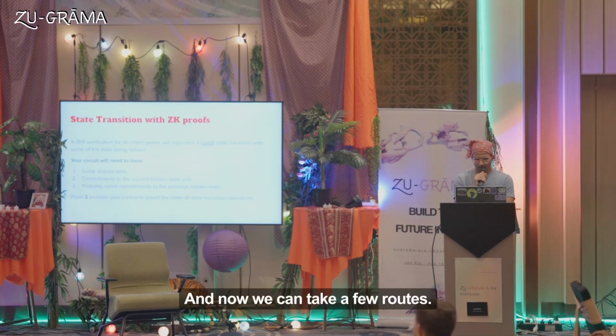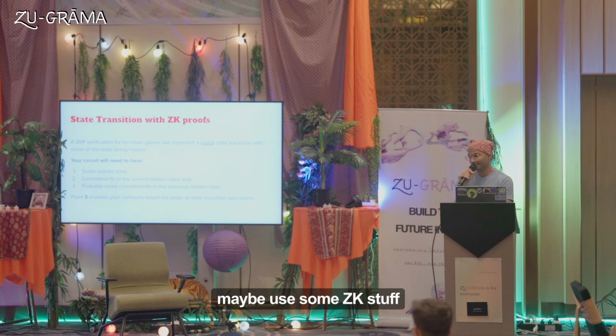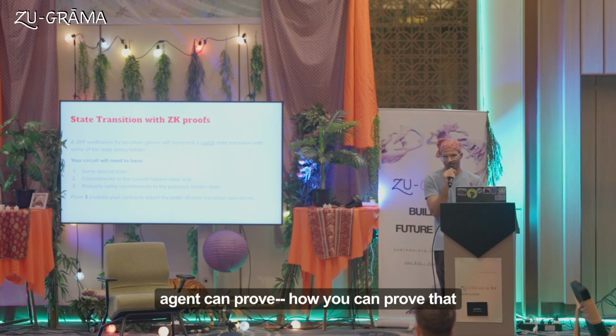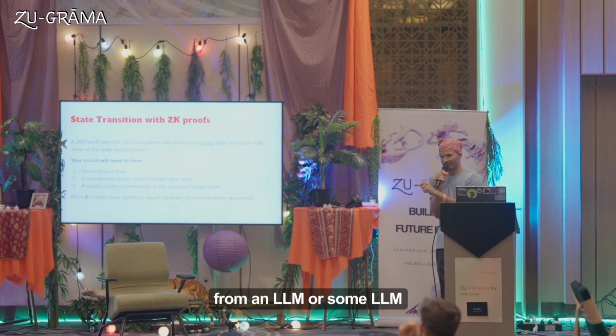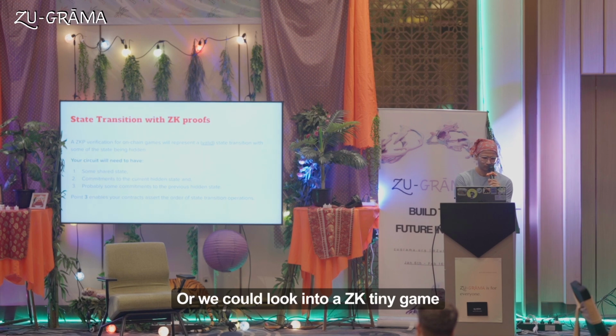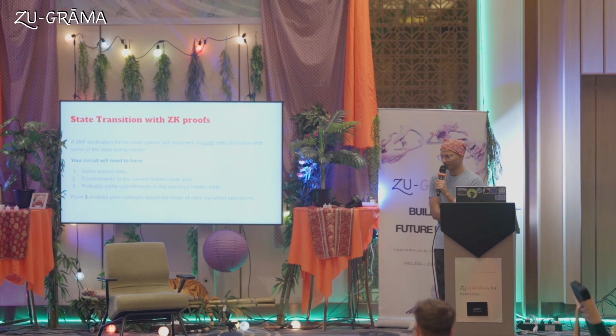And now we can take a few routes. We can talk about how you would use some ZK stuff to prove that you got some response from an LLM or some LLM provider, to make an action on chain for on chain agents. Or we could look into a ZK tiny game thing that I built quite a while ago. What would we prefer?